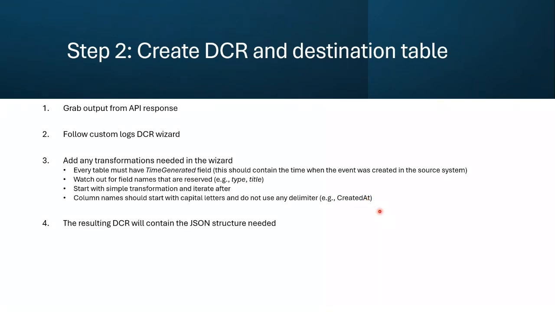The fourth thing that you would do is, when you have already done that wizard, you will get a DCR. And that DCR is going to contain the JSON structure, the JSON definition, that you need to put in your ARM template. Lastly, you're going to have to get the format, the schema, of the table that resulted, and you can do that from this page. I will show you a demo in a second.